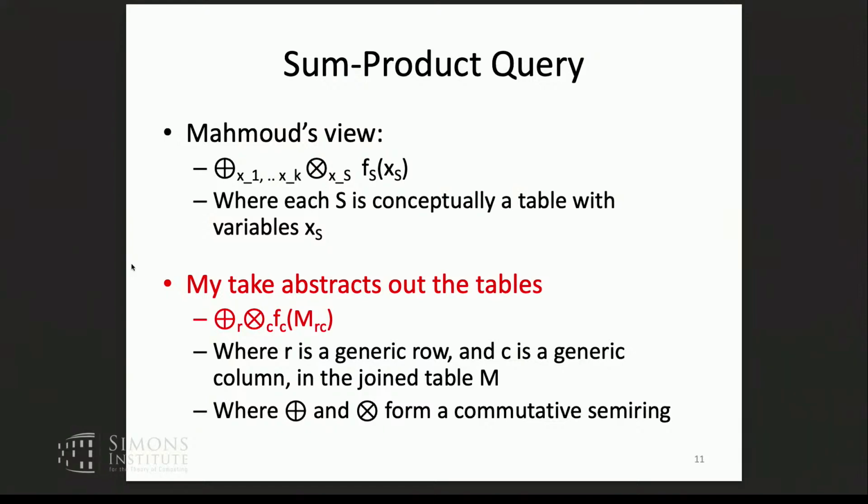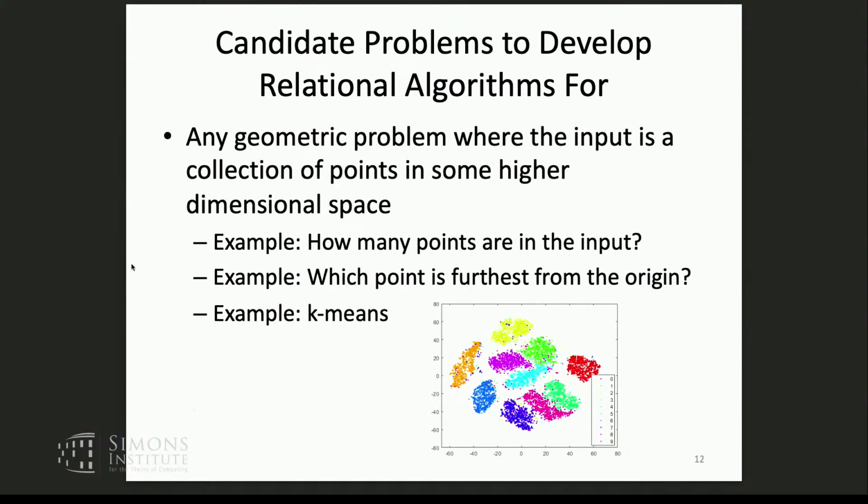So for me, a sum product query is you're taking a sum over the rows of the join, and then you're taking a product over the columns of some function of that entry. So for example, what are problems you might try to develop algorithms for, if you take this geometric view of what the join is? It's points in higher dimensional space. Any geometric problem where the input's a collection of points.